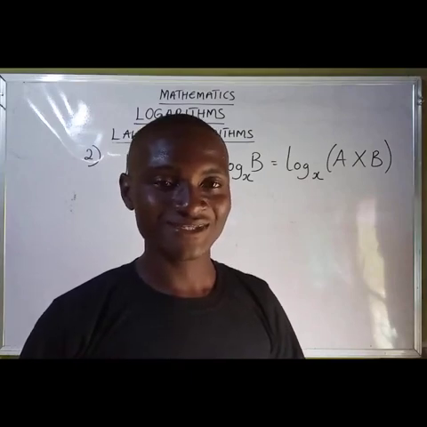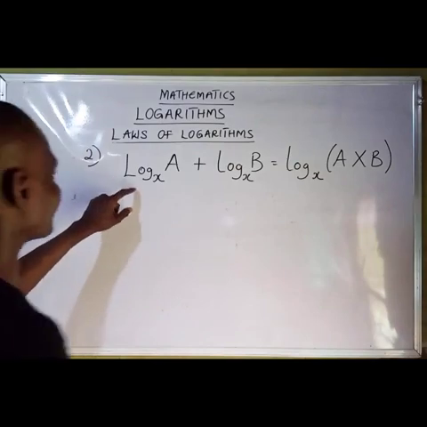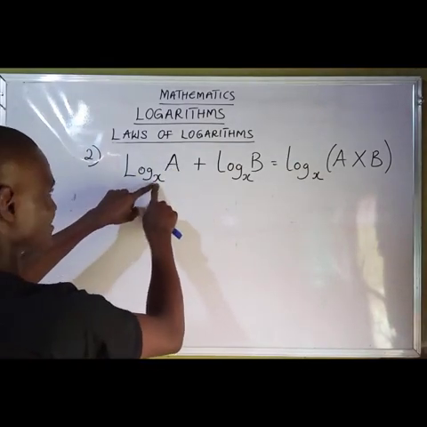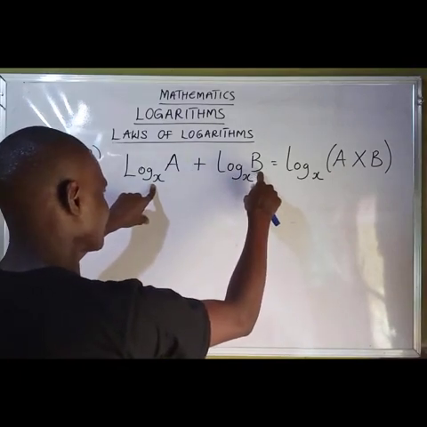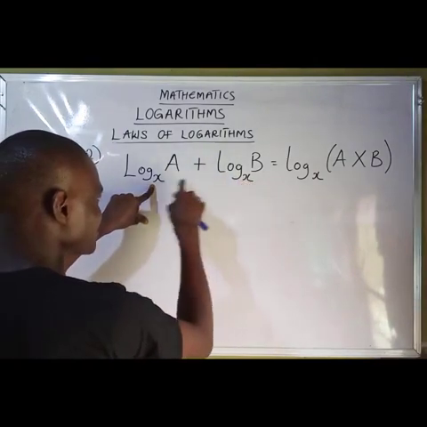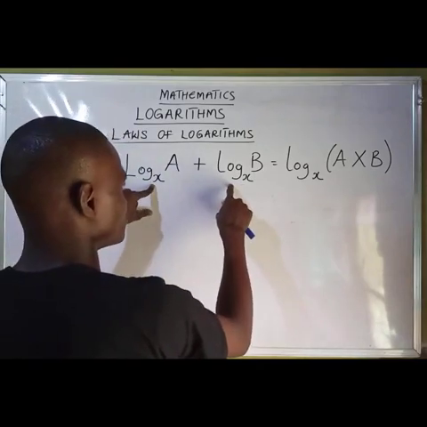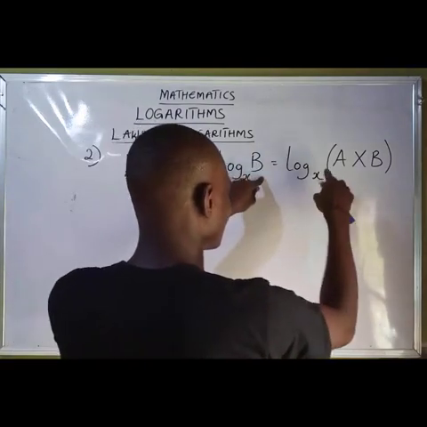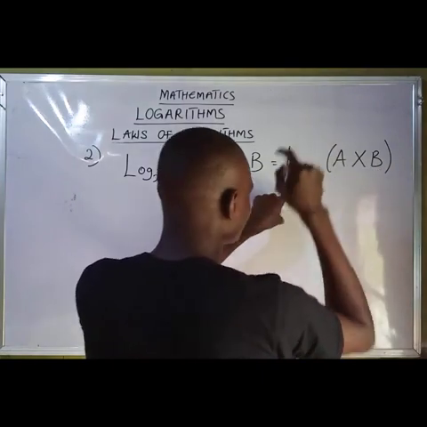Let's talk about the second law now. This is what the second law says. The logarithm of a particular number to a base, added to the logarithm of another number to the same base, just as the first, is the same as multiplying the two numbers together: the logarithm of this times this to the base of x.